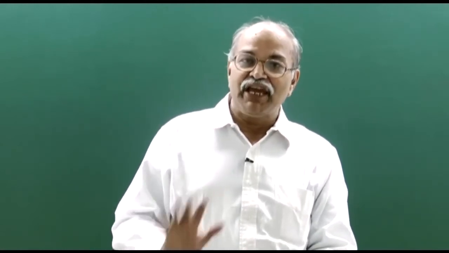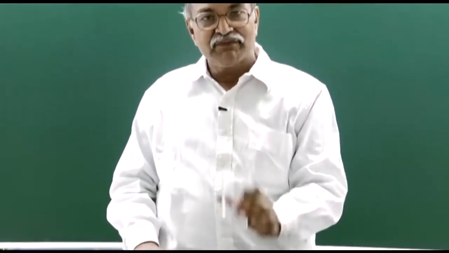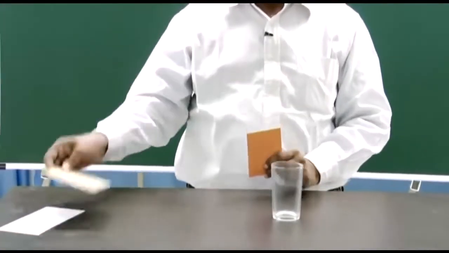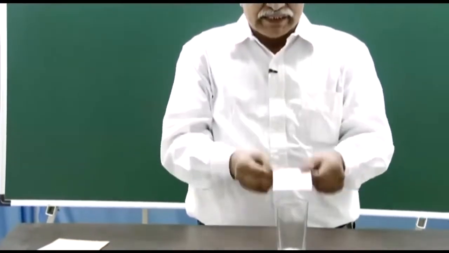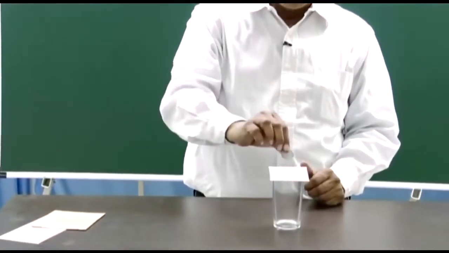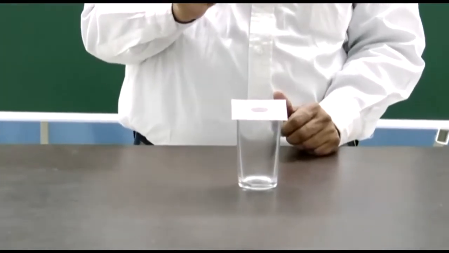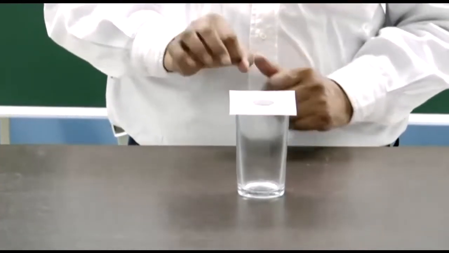So, I will start my discussion with a very famous old experiment known as the card-coin experiment, and you know what it is. You have a glass tumbler and you have some kind of card, and then you have a coin. So, you place the card here and then place this coin here and flick this card, and then this coin gets into the tumbler. So, let us do the experiment and see.